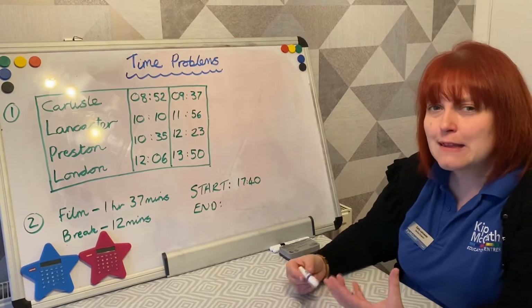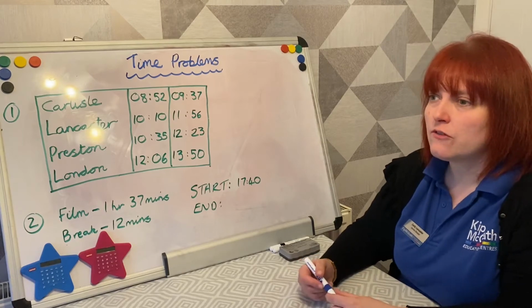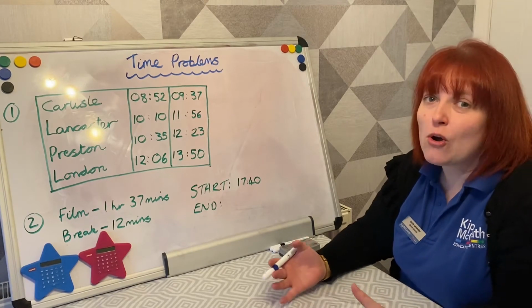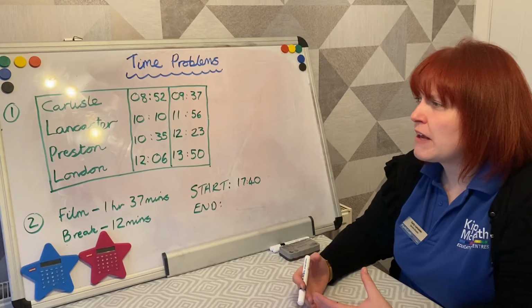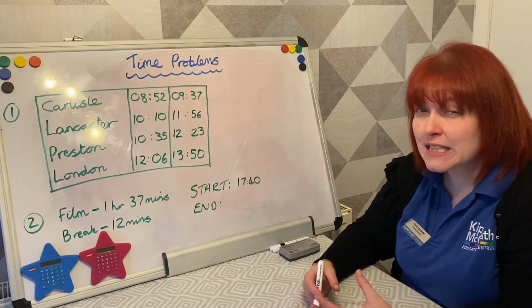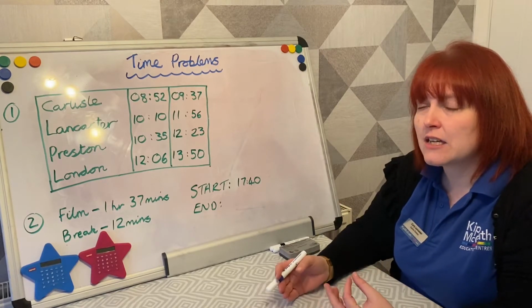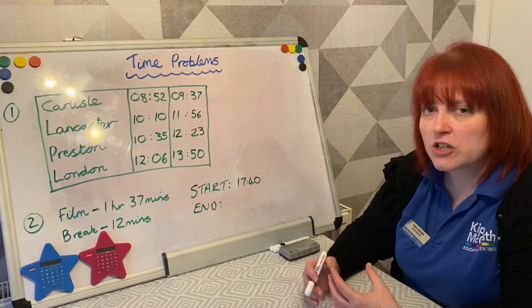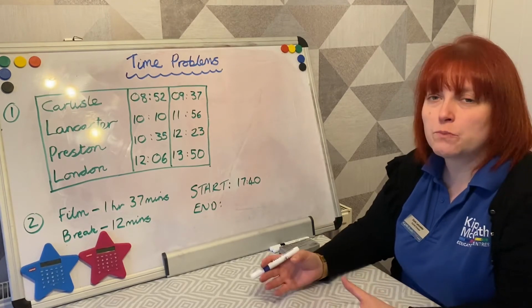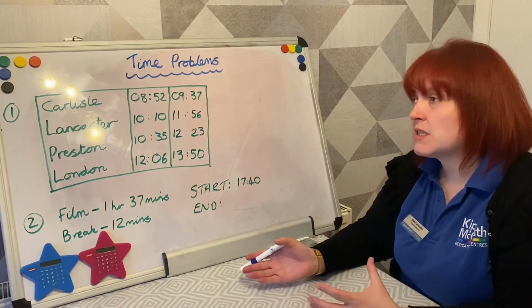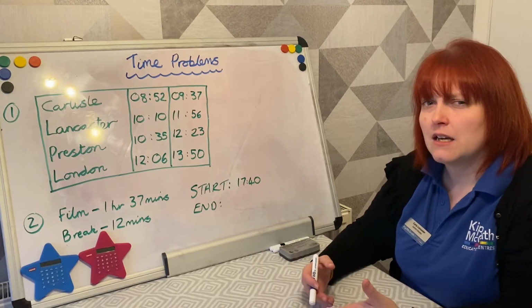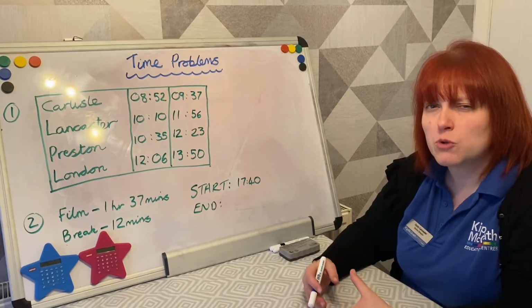But the key thing that children need to be reminded of is that they can't do what they would normally do. A lot of the time they automatically try and add or subtract to work things out, but obviously that doesn't work because adding and subtraction relies on the fact that we add up to 100, whereas obviously with time we're only dealing with 60. And so it doesn't work in the usual way.